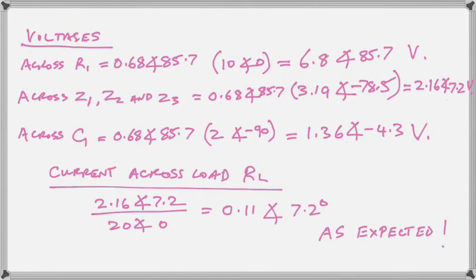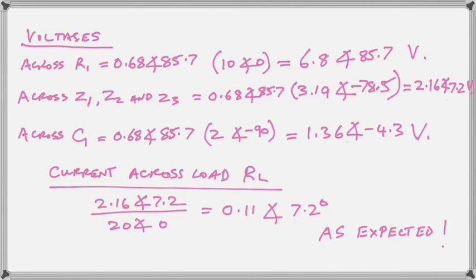Now we work out the voltages across each of those components. The voltage across R1 will simply be the circuit current multiplied by R1. The voltage across the combination will be the combination impedance times the current. And likewise, the voltage across C1 will be the impedance of the C1 times the circuit current. So those are the voltages across the parallel combination, the C1 and the R1.